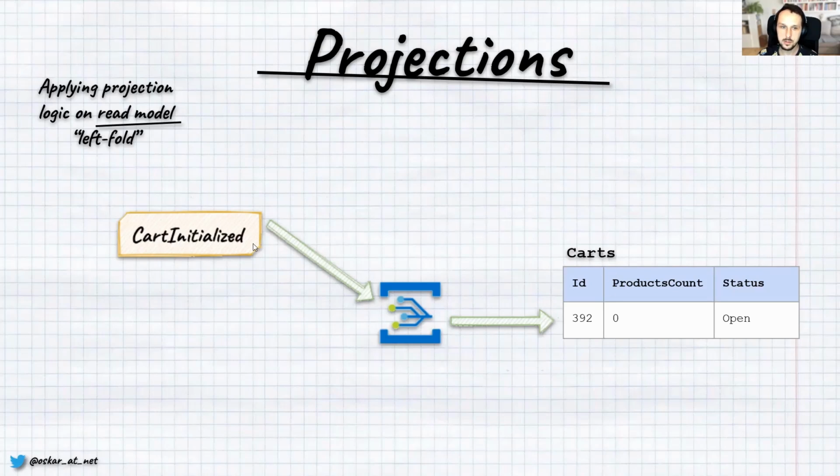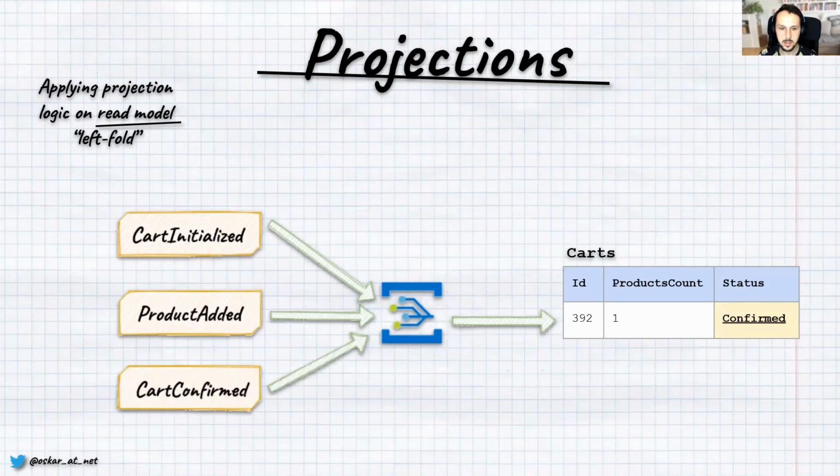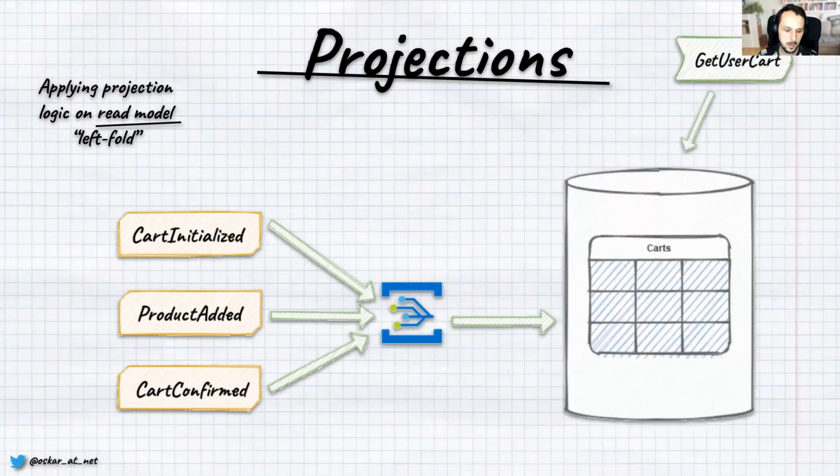So here, if we got the cart open event, so initialized, then normally we would create a new record, a new read model. Then if we are getting a follow-up event, for example, product item was added, then we are either updating some field or we could even append that to some additional collection, like a nested list of product items. And then after we do that, we can use it to query information, etc.